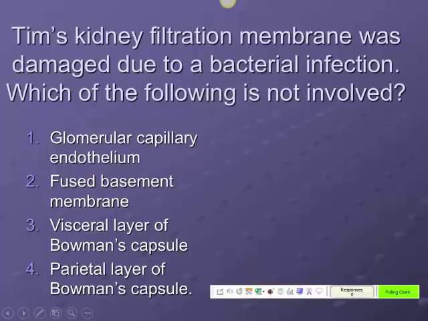Next. Tim's kidney filtration membrane was damaged, and so here what I'm asking you is, what are the constituents of the filtration membrane?